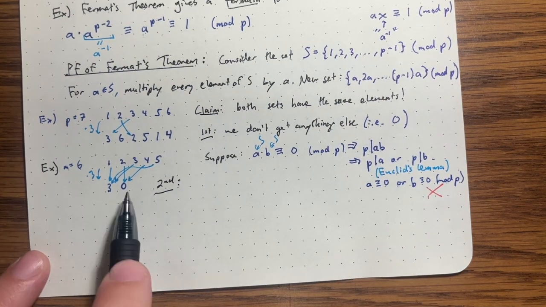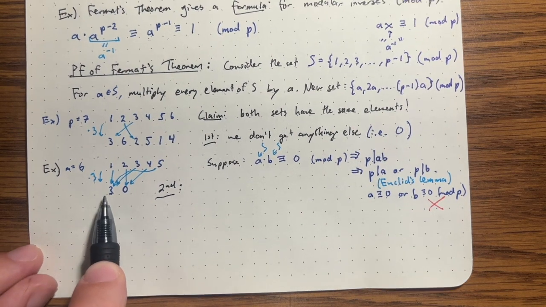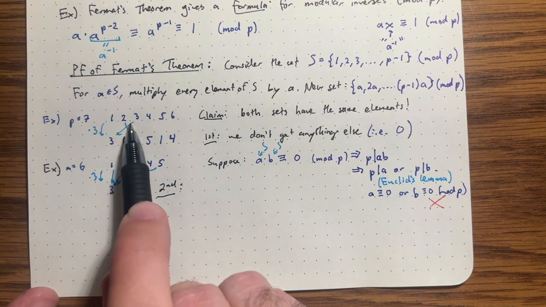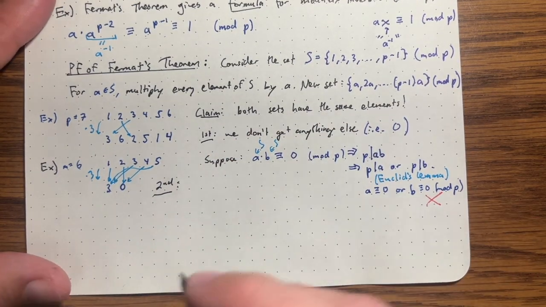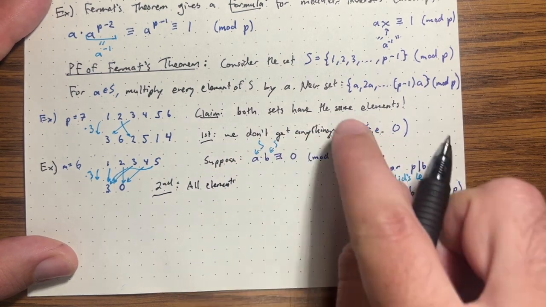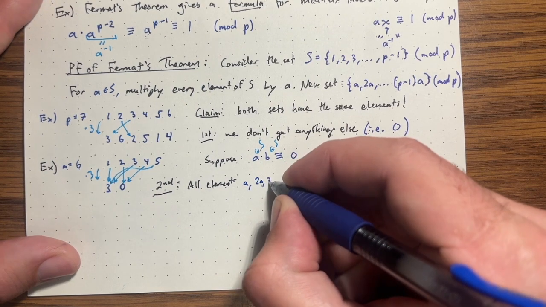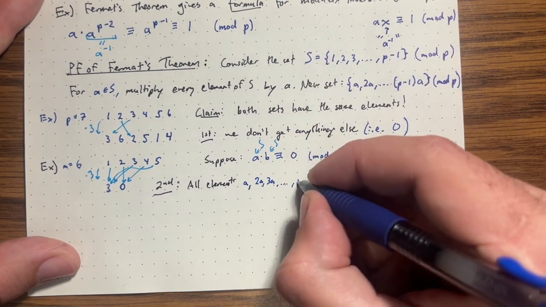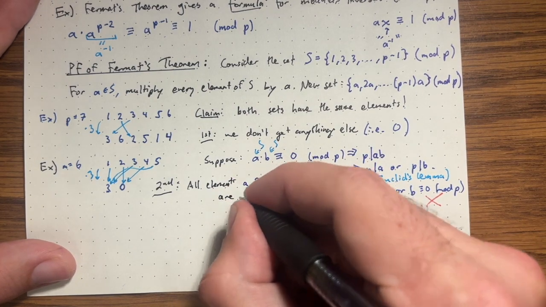What else can go wrong? This can go wrong. We can have multiple numbers going to the same number. Okay? That doesn't happen here. So our claim is going to be that all the elements in the second set, A, 2A, 3A, all the way up to (P minus 1)A, are distinct. They're all different.